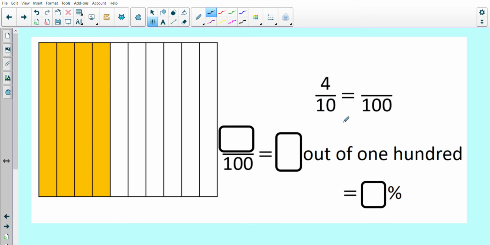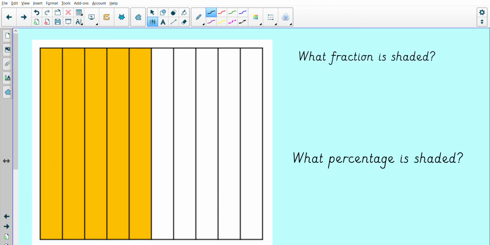So to get from 10 to 100, I've actually had to multiply by 10. And I have to do the same to my numerator because it's equivalent. So 4 times 10 is 40 out of 100. They're equivalent fractions. 40 out of 100 is just saying the same thing in a different way, which equals 40%. Have a go at this one by yourself and pause when you're ready to hear the solution.